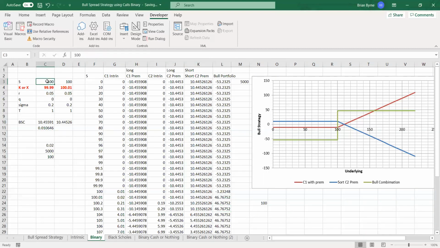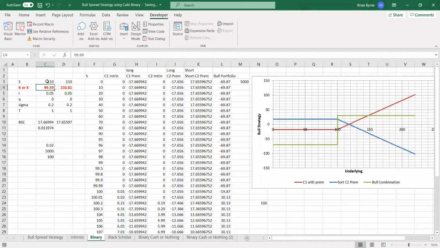Maybe one more, 110. Here, the cost of setting up the strategy is 69.87.